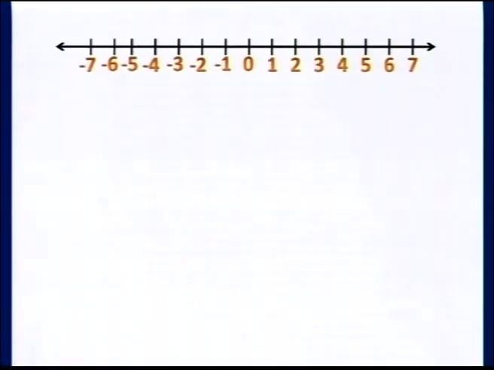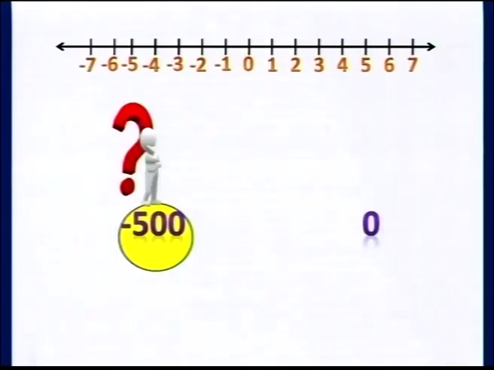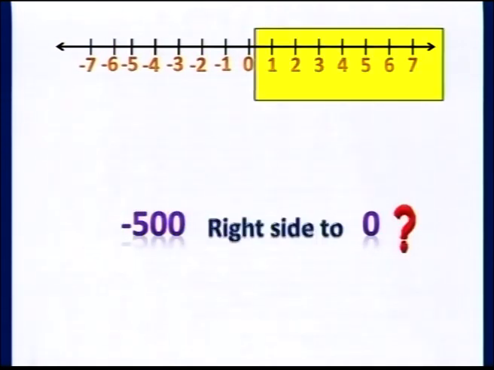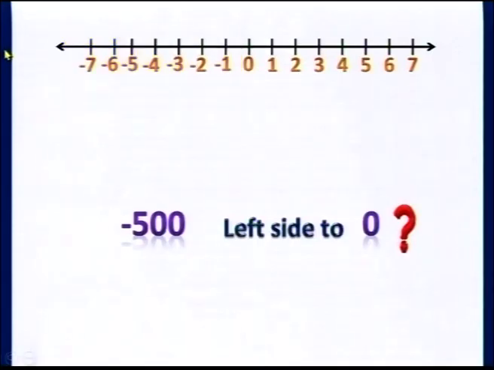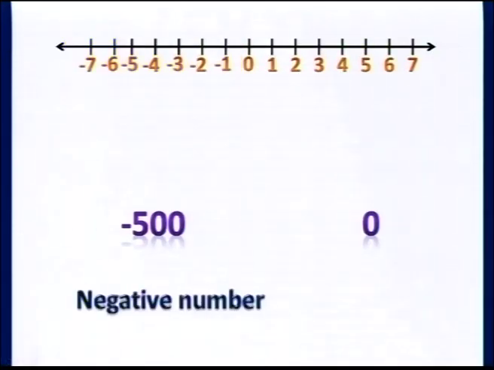Okay children, now again you observe the number line. Here I have taken two numbers. One is minus 500. And you have to check where it comes, to the right side of 0 or to the left side of 0. Minus 500, right side of 0. Children, can you expect this minus 500 here? If you extend 7, 8, 9 and so on, can you expect this minus 500 to the right side of 0? No. Can you expect this minus 500 to the left side of 0 if you extend these numbers? Yes. So minus 500 is left side of 0.